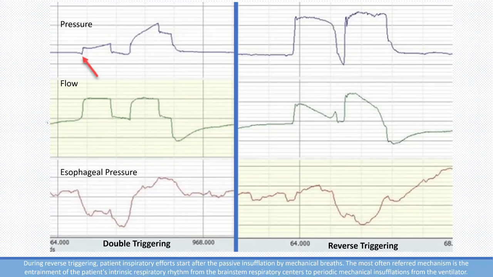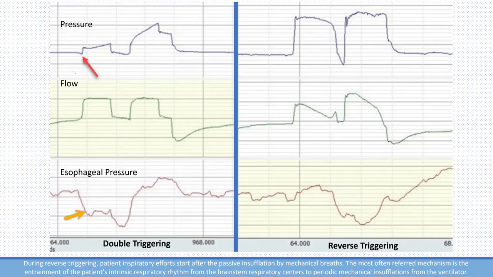And let's start from the left side. You can see that this breath here is initiated by negative deflection of the pressure, indicating that it is started by the patient. What we have here is pressure over time, the middle one is flow over time, and the lower one is esophageal pressure, which is a proxy for intrathoracic pressure. So if you correlate this negative deflection with the esophageal pressure, you will see that the pressure goes down, indicating that this breath is started by the patient.